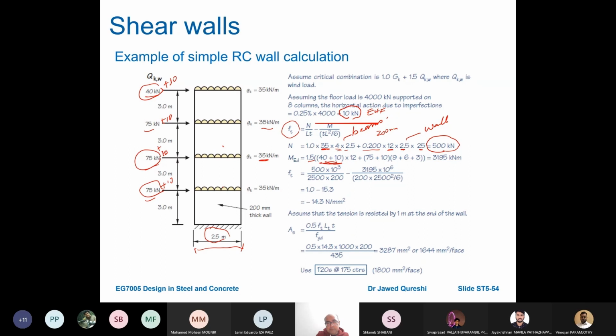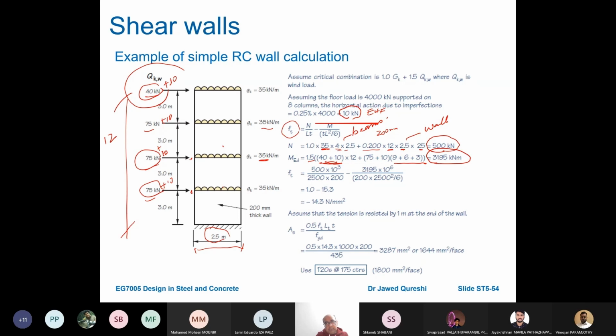And then because it's a moment, we will multiply this force with the height of the building. This force has a height of the building as 12. And these forces, 75 has got 9, 75 plus 10, here it is 6, and from here it's 3. So 9, 6, and 3. When you work it out, it's 3195 kilonewton meter. This is the moment caused by wind loading.